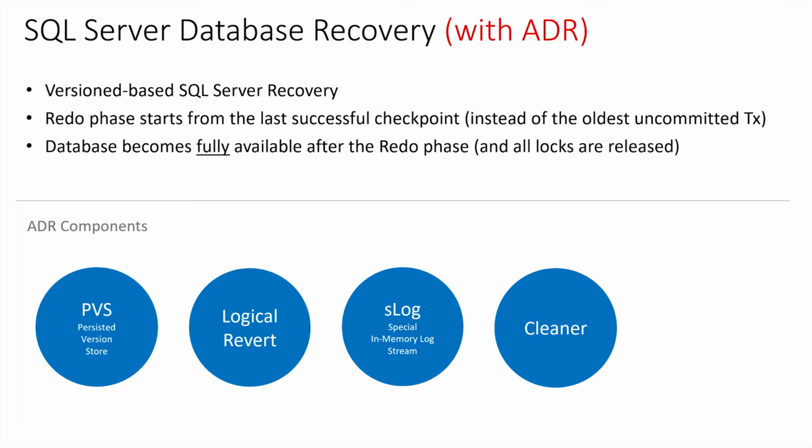All right. So with that, one more slide and then we'll jump into the demo. With Accelerated Database Recovery, we implemented version-based recovery, meaning that we keep versions of rows as we go along, so we don't have to go back and scan the transaction log to revert. The redo phase will not start from the oldest uncommitted transaction, but from the last successful checkpoint, which is very, very fast. And lastly, the database becomes fully available after redo.